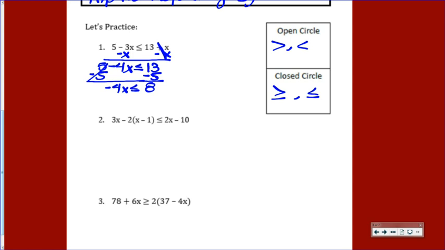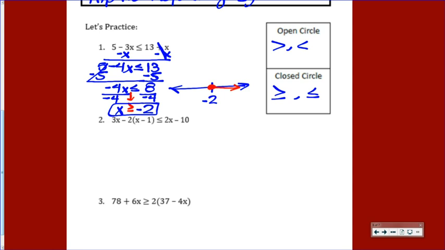And then I'm going to divide by my coefficient. My coefficient here is a negative 4, so I am dividing by a negative, which means for my solution, I have to flip the inequality symbol, and then 8 divided by negative 4 is negative 2. And if we were to plot that on a number line, we're at negative 2, closed circle, and then x is greater than or equal to negative 2, so we shade to the right.